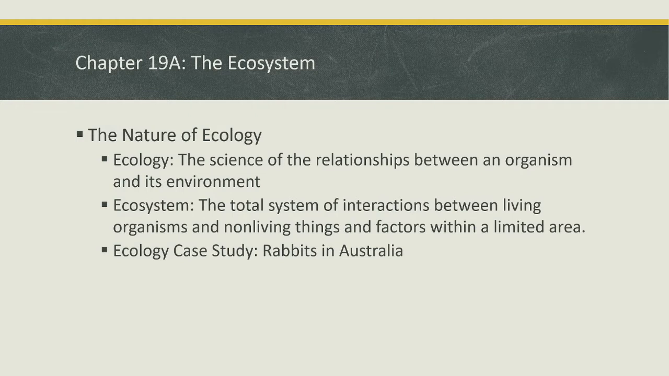So first, just a little bit about ecology. A few terms. Ecology we have as the science of the relationships between an organism and its environment. So it's not just the relationships between different types of organisms, but organisms and their environment, whether it be organisms and other organisms or organisms and non-living things. The ecosystem we can define as the total system of interactions between living organisms and non-living things and factors within a limited area. So it's a limited area and how all the different living and non-living things are interacting with each other. And before we look at that case study, let's do video question number three.